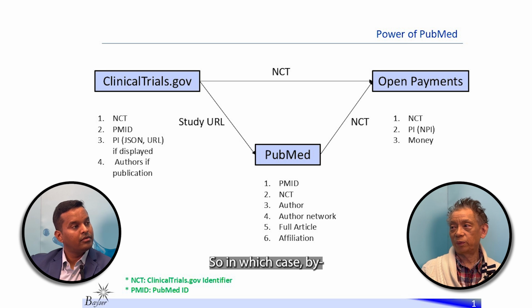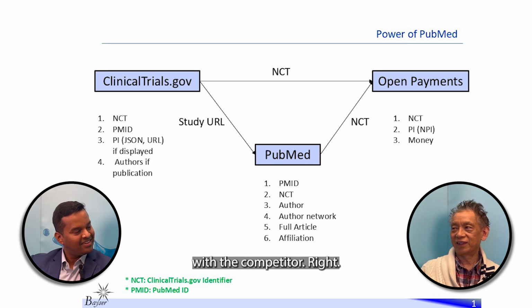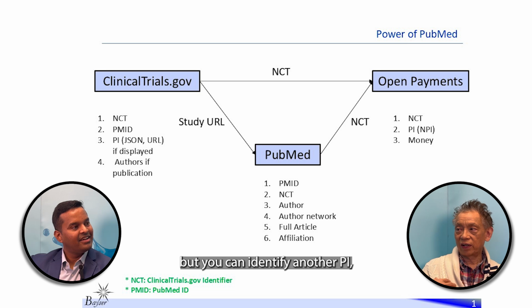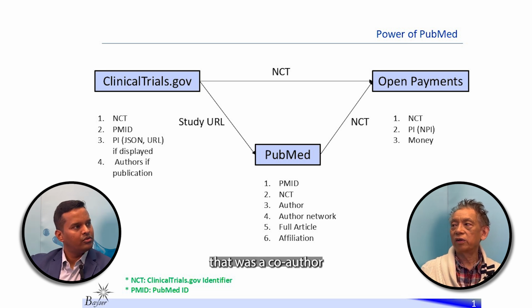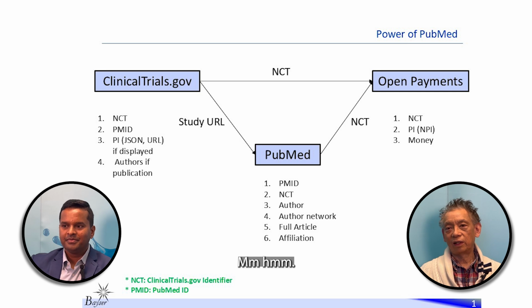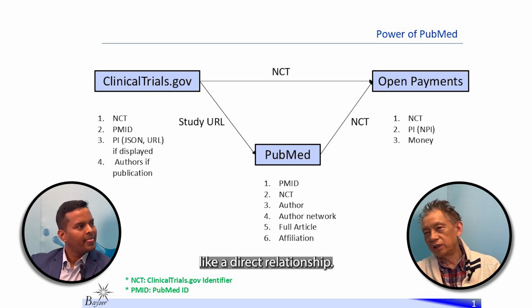In which case, say you're in cahoots with the competitor, and we don't know my status yet, but you can identify another PI that was a co-author of the PI of interest. That would appear in PubMed, and that would be a direct relationship.